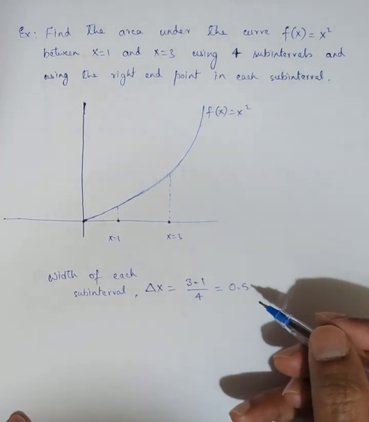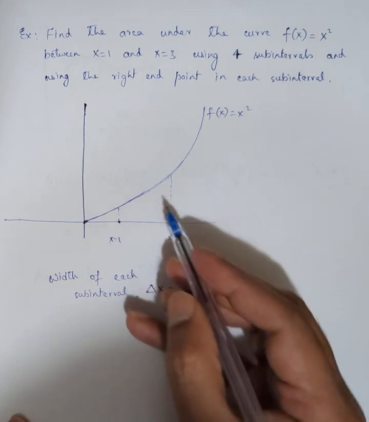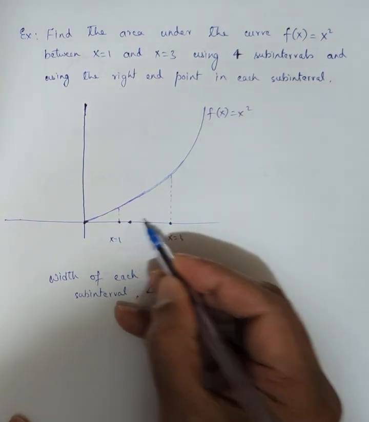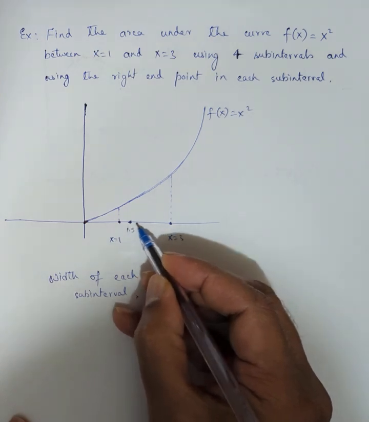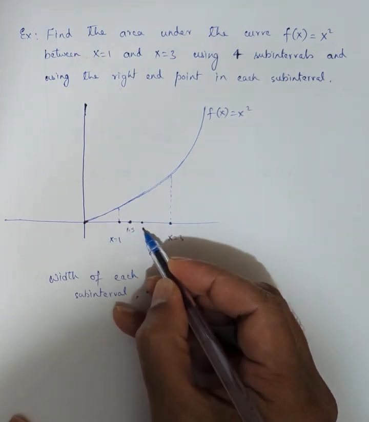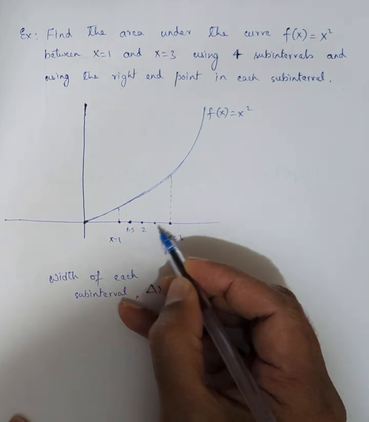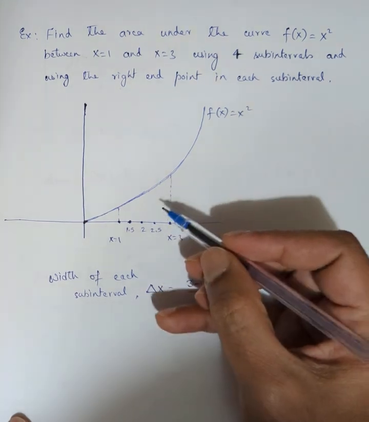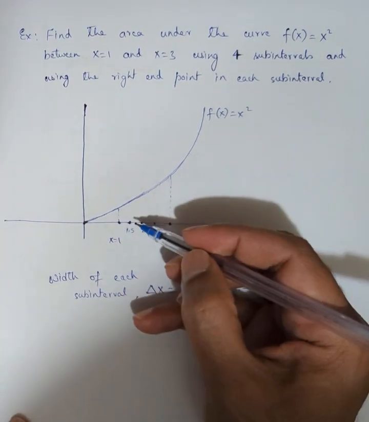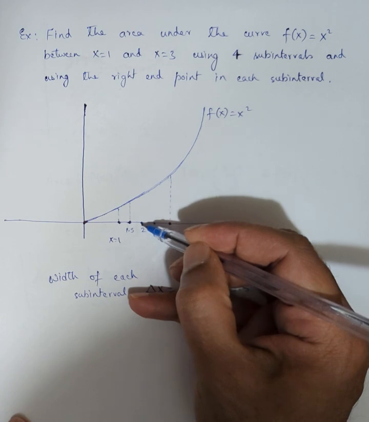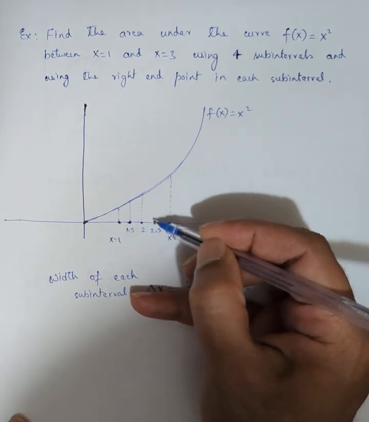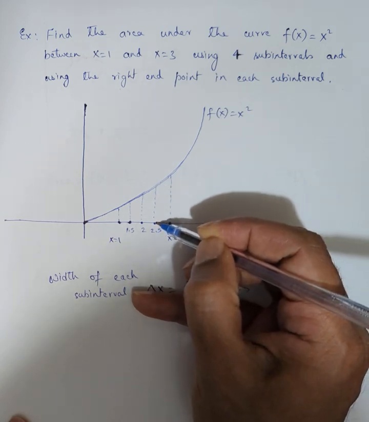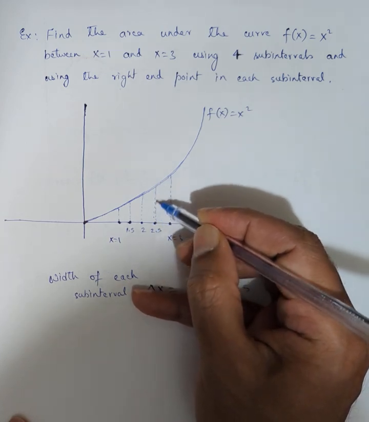So if it is 0.5, that means the first subinterval would begin at 1 and end at 1.5. The next one ends at 2, and the next one goes to 2.5. So we have these 4 subintervals. 1 to 1.5 is the first one, 1.5 to 2 is the second, 2 to 2.5 is the third, and then 2.5 to 3 is the fourth one.